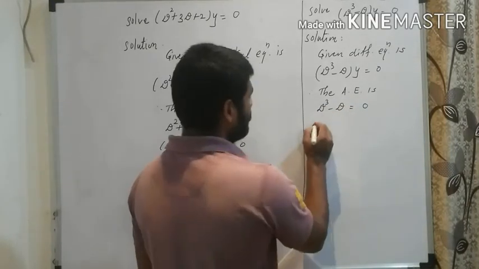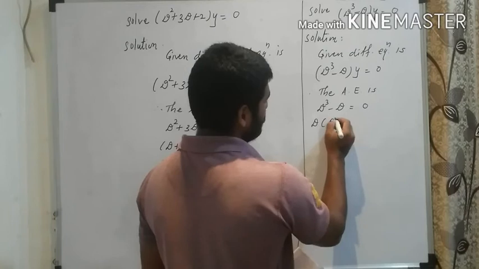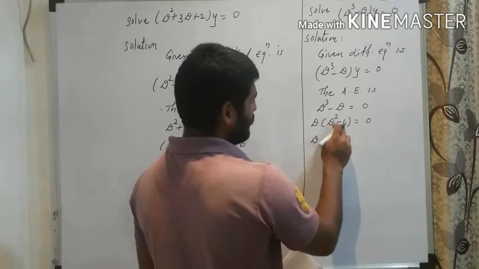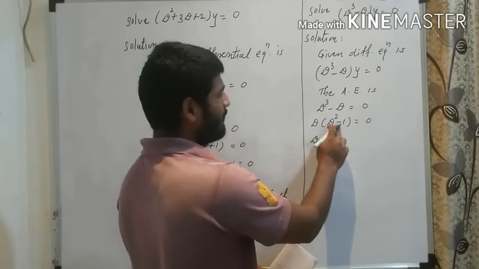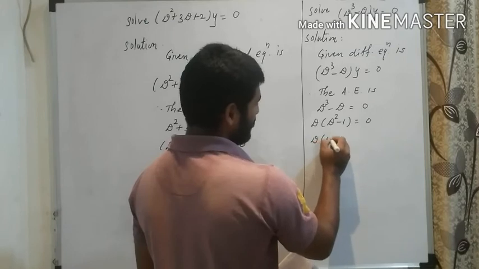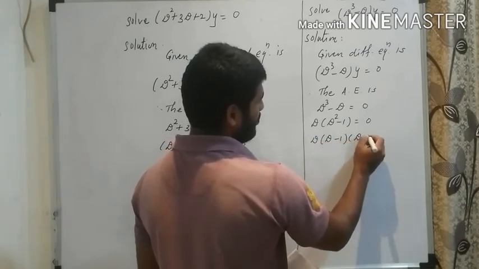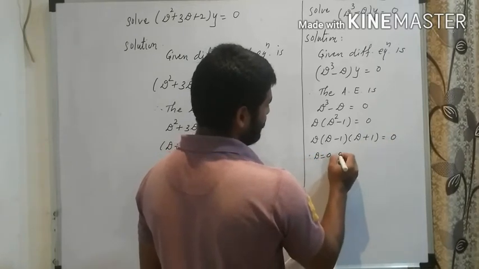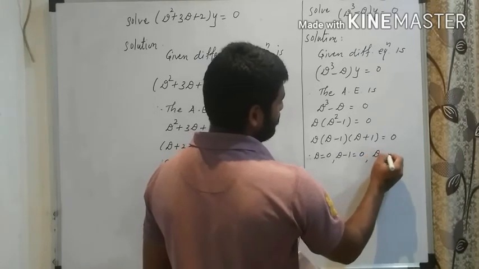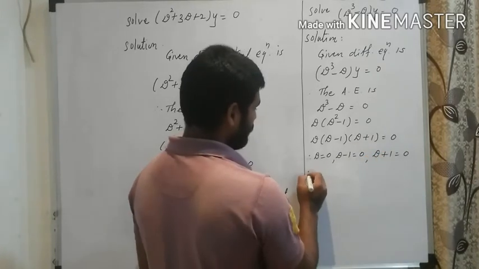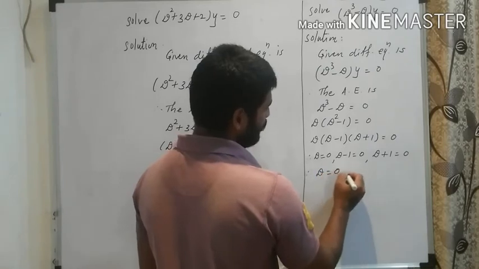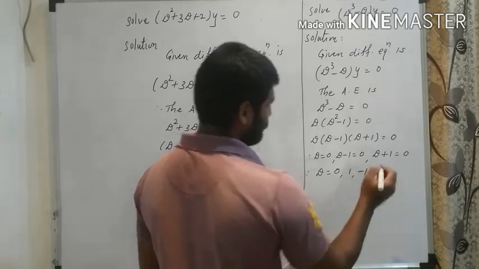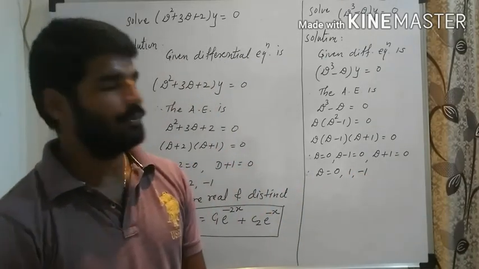Now here d is common, so this can be written as d into (d square minus 1) is equal to 0. Now d as it is, this d square minus 1 is of the form a square minus b square, so this can be written as (d minus 1) into (d plus 1), that is equal to 0. Therefore, d equal to 0, d minus 1 equal to 0, d plus 1 equal to 0. So d equal to 0, from this factor we get d equal to 1, and from this factor we get d is equal to minus 1. So these are the roots of auxiliary equation.